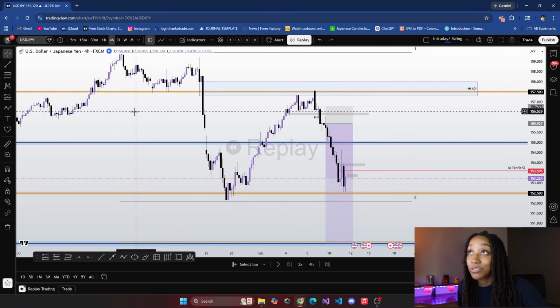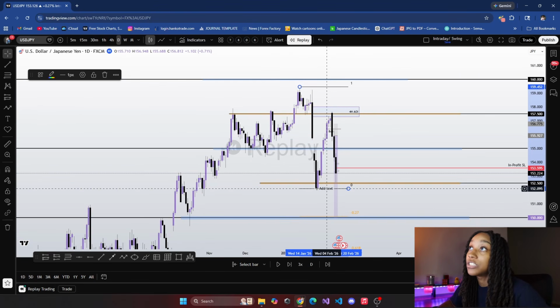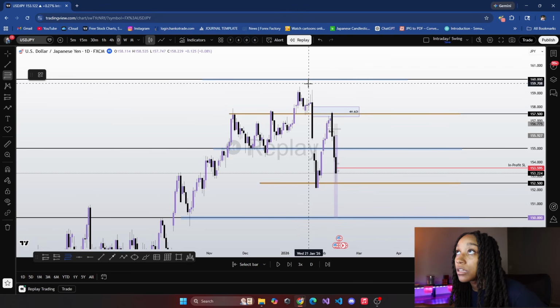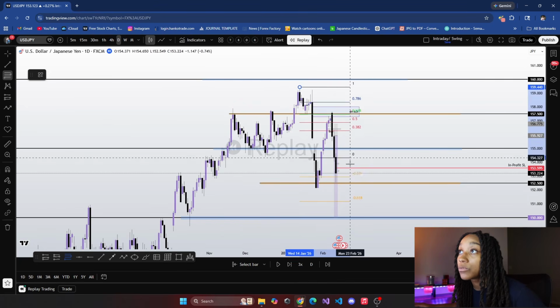As far as targets, right, I target a couple things. I'm going to delete this, right? I use Fibonacci as my target. So right here, on the daily time frame, what I did, I drew a Fibonacci retracement from the swing high, the most extreme point, to this swing low.